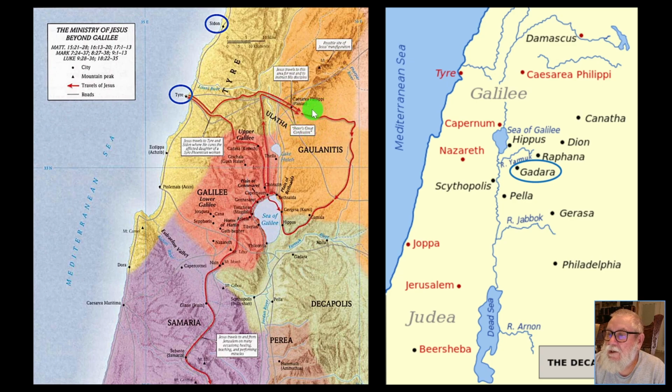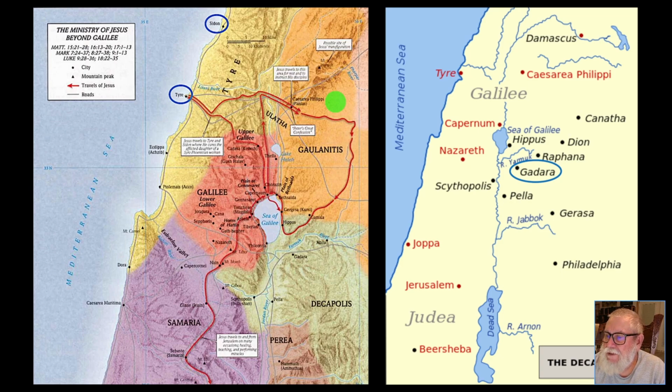It's now called Banias. In Roman times, it was called Caesarea Philippi, and then later on it was named Panias. But in Arabic, they don't have a sound for P, so it's been changed to Banias on modern maps.